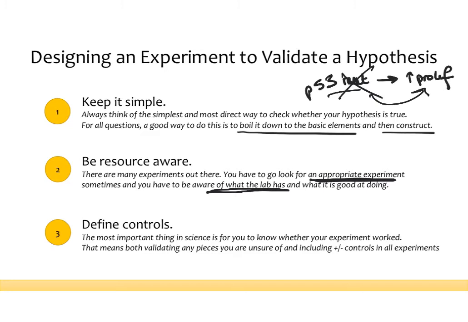And then finally, the most important thing for any validation experiment is to make sure that you know your controls. And that is what allows you to know whether your experiment worked or not. And so you have to use positive and negative controls, and you have to make sure that the assay you're using is actually working the way you expect. And that's what the positive and negative controls will allow you to see.